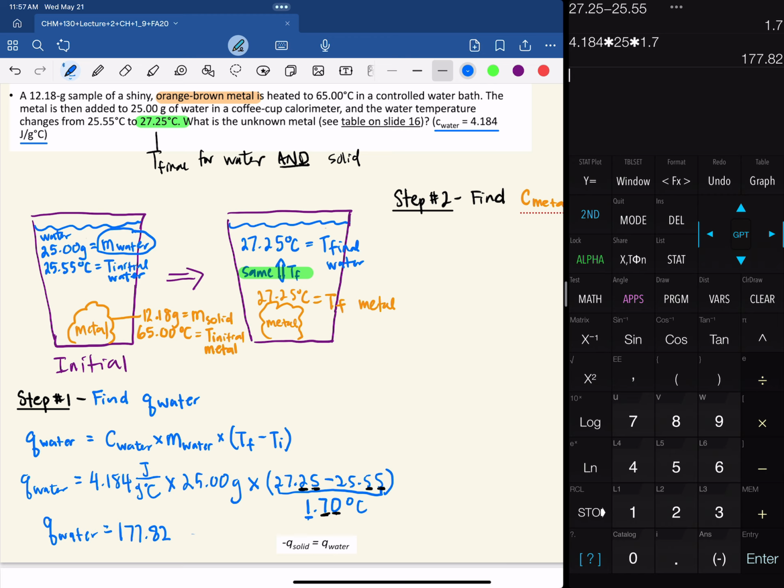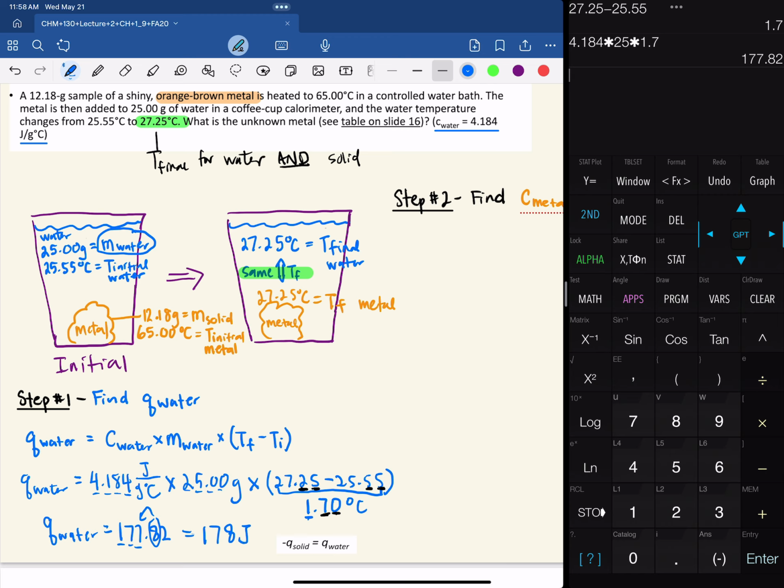4.184 and 25.00 are both 4 sig figs. So we're going to go with 3 sig figs. So 177. The 8 does round that last 7 to an 8. So 178 joules. And that is your Q of the water.